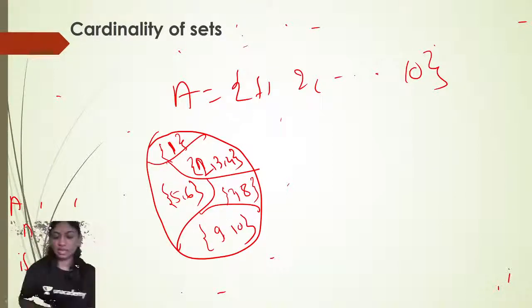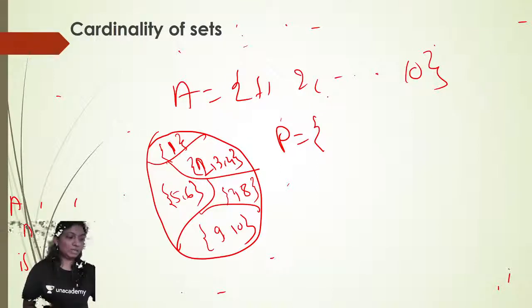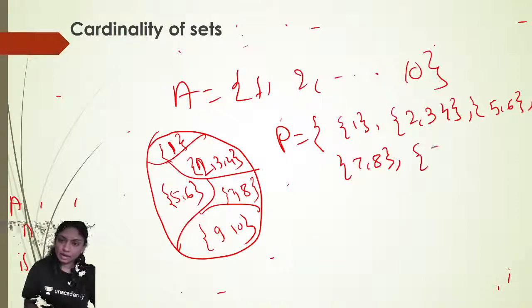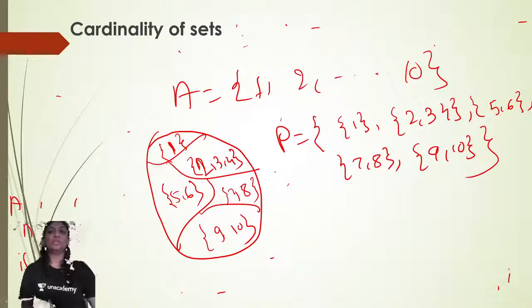So A1, A2, A3, A4 is a partition of this set, whose union is A and which is pairwise disjoint: A1 intersection A2, A1 intersection A3, A1 intersection A4. So the partition P can be written in the form here: partition P is equal to {1}, {2, 3, 4}, {5, 6}, {7, 8}, and {9, 10}. Right? So this is the partition of a set.